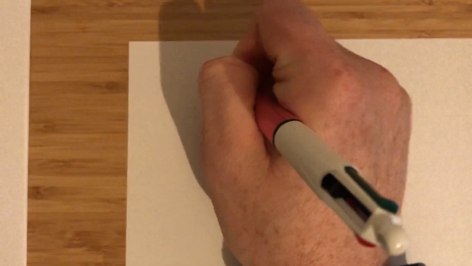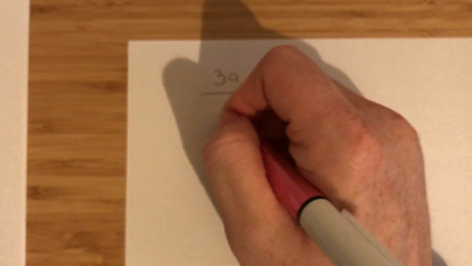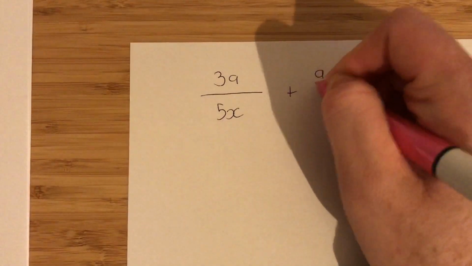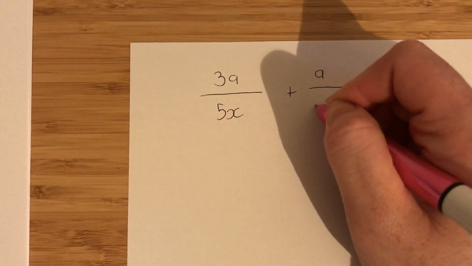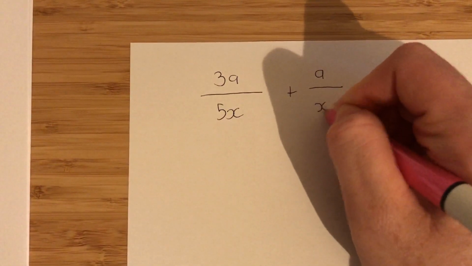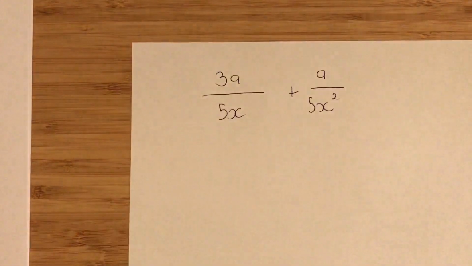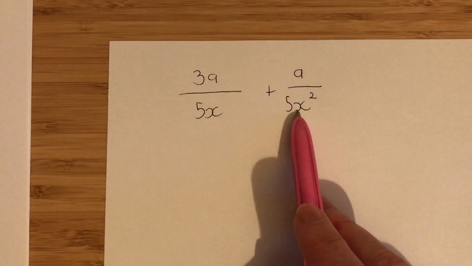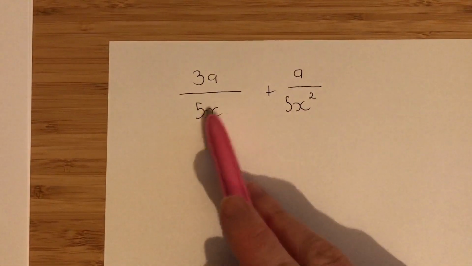I will do just a slightly different one again. So this one we're going to do 3a over 5x plus a over 5x squared. So we're close to having a common denominator, it's just that this one's x squared and this one isn't.